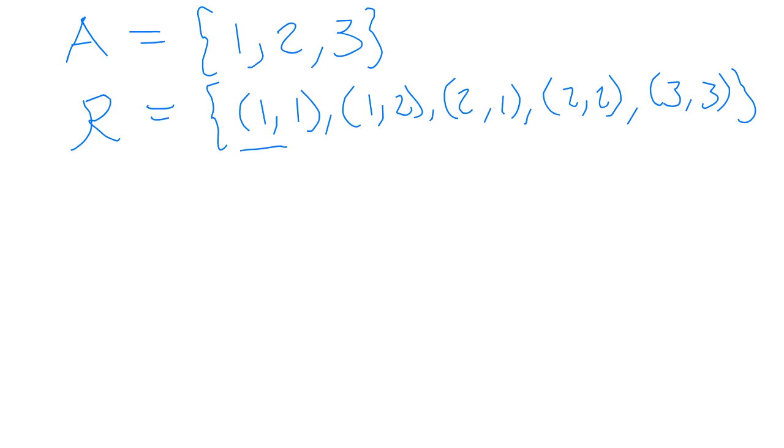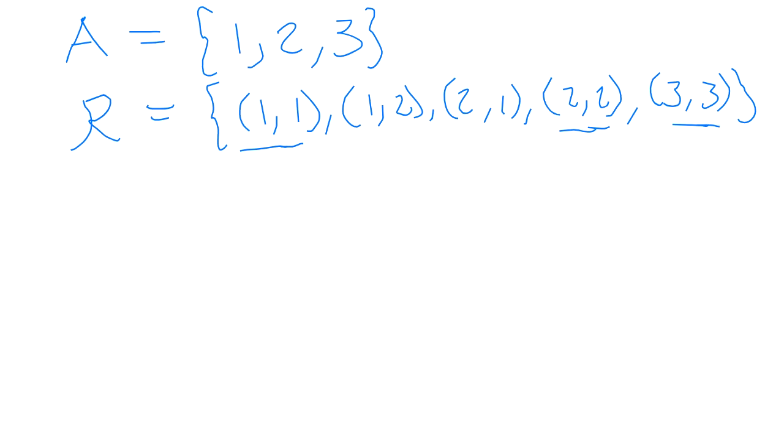2 relates to 2, and 3 relates to 3. All of them relate to themselves. So so far, R is a reflexive relation. Why? Because every element in A relates to itself. For a relation to be reflexive, every element in the set A, 1, 2, and 3, must relate to itself. See, 1 is relating to 1 right here, underlined. 2 is relating to 2, 3 is relating to 3. So far we see that it is reflexive.